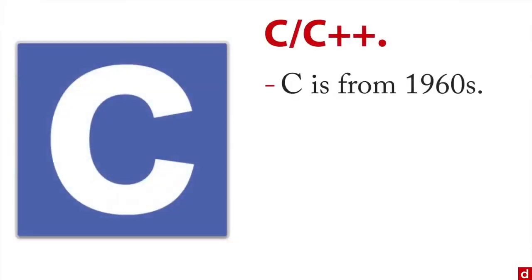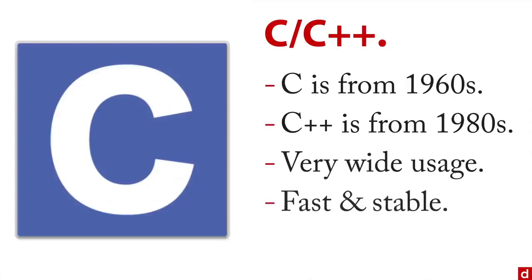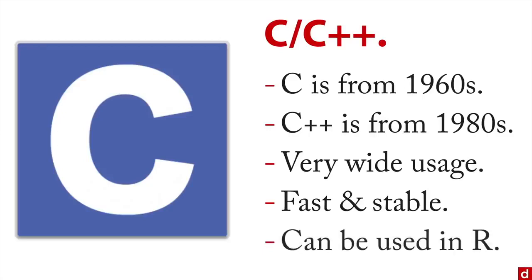So for instance, C and C++. C is from the 60s, C++ is from the 80s, and they have extraordinarily wide usage. Their major advantage is that they're really, really fast. In fact, C is usually used as the benchmark for how fast a language is. They're also very, very stable, which makes them really well suited to production level code and, for instance, server use. What's really neat is that in certain situations, if speed is important, then you can actually use C code in R or other statistical languages.